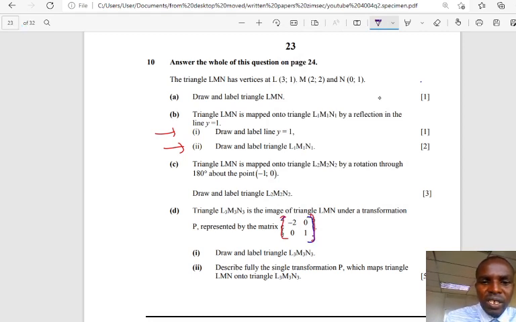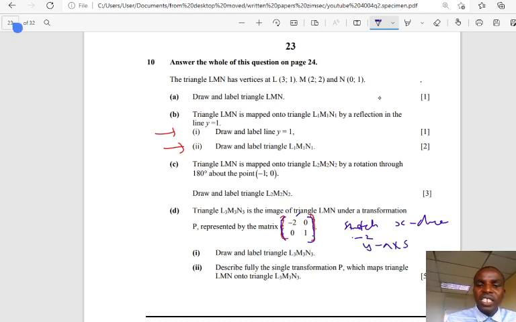So these are brackets. This one is a stretch in the x direction with the y-axis invariant. So this one is a stretch in the y direction. In the x direction, goes the x value -2, stretch factor -2. In the x direction, with the stretch factor of -2, and invariant line is y-axis, like this. Then draw and label triangle L3M3N3.